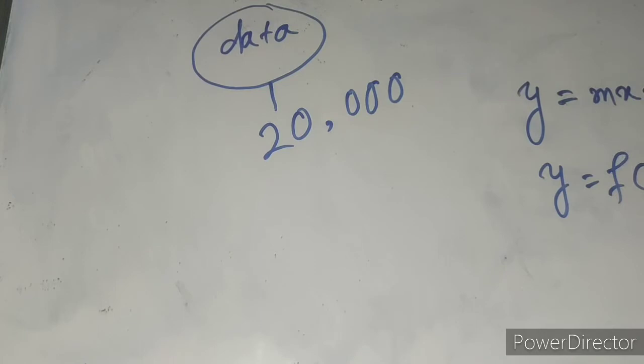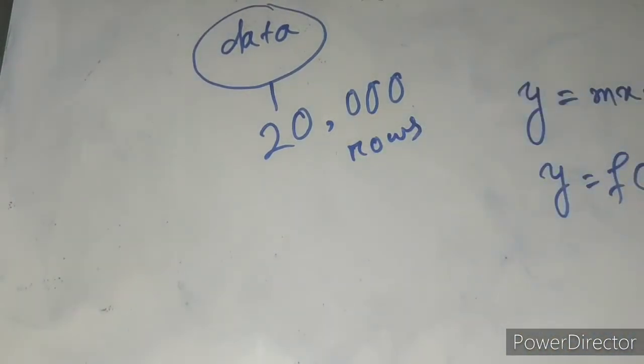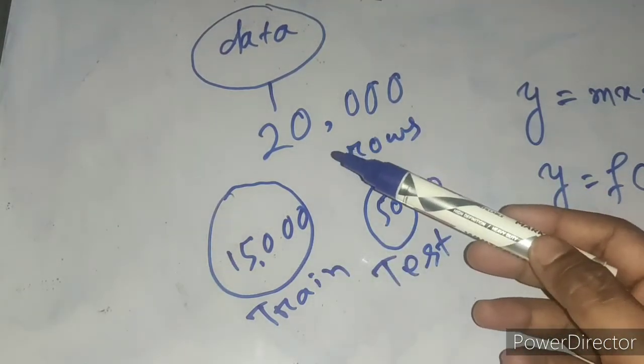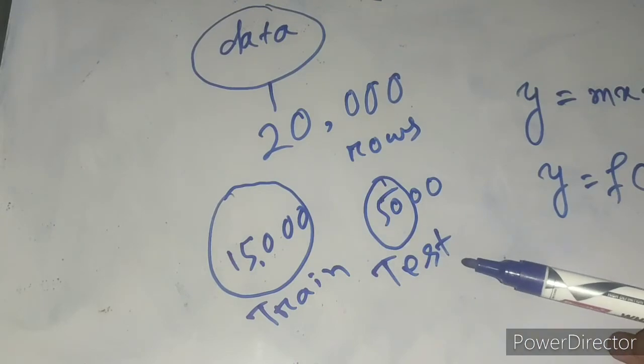Suppose the data which we have has 20,000 rows. Before implementing the algorithm on it, as the machine learning lifecycle says, it has to be divided into 2 parts: one is the training set, and the other is the testing set. As we can see on the screen, the 20,000 rows are now divided into 2 parts: one is the training set, another one is the testing set.